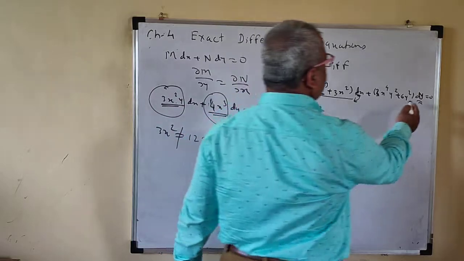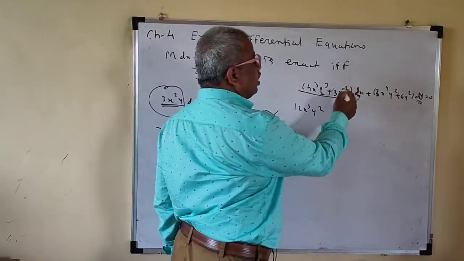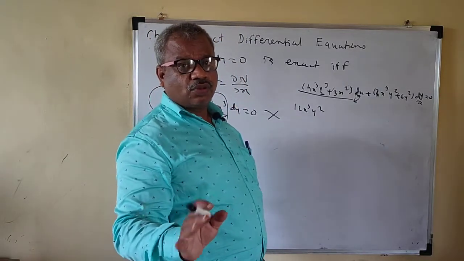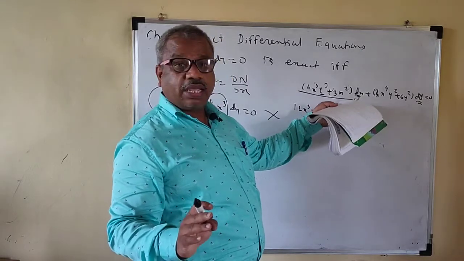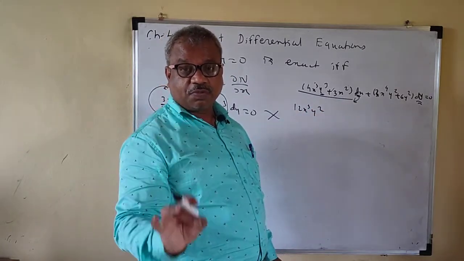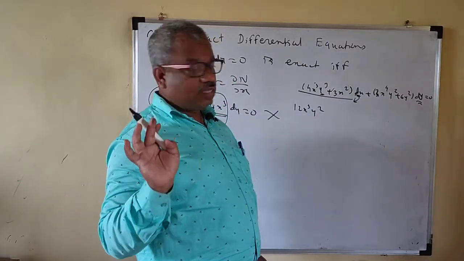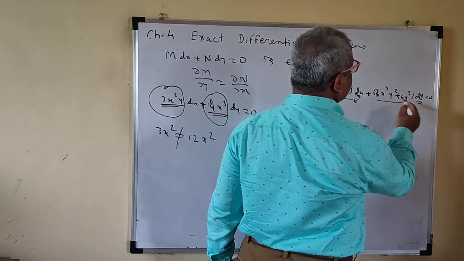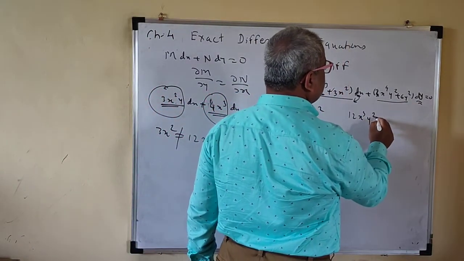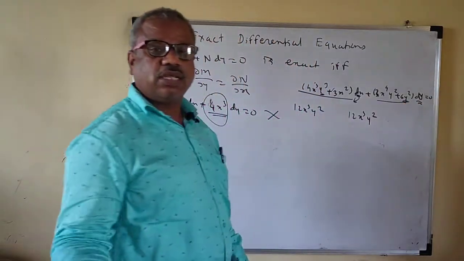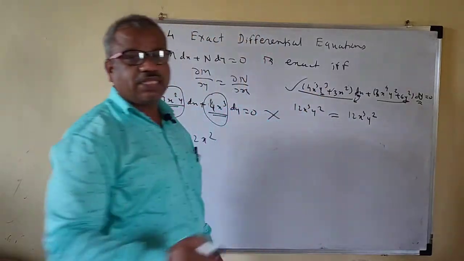Now here you have to differentiate with respect to x. The derivative of 3x square with respect to y: x is constant, so the derivative of a constant is 0. Now we differentiate the other term with respect to x. This gives 12x cube y square, and 6y square is constant, so its derivative is 0. So are these two the same? Yes. So this differential equation is exact.